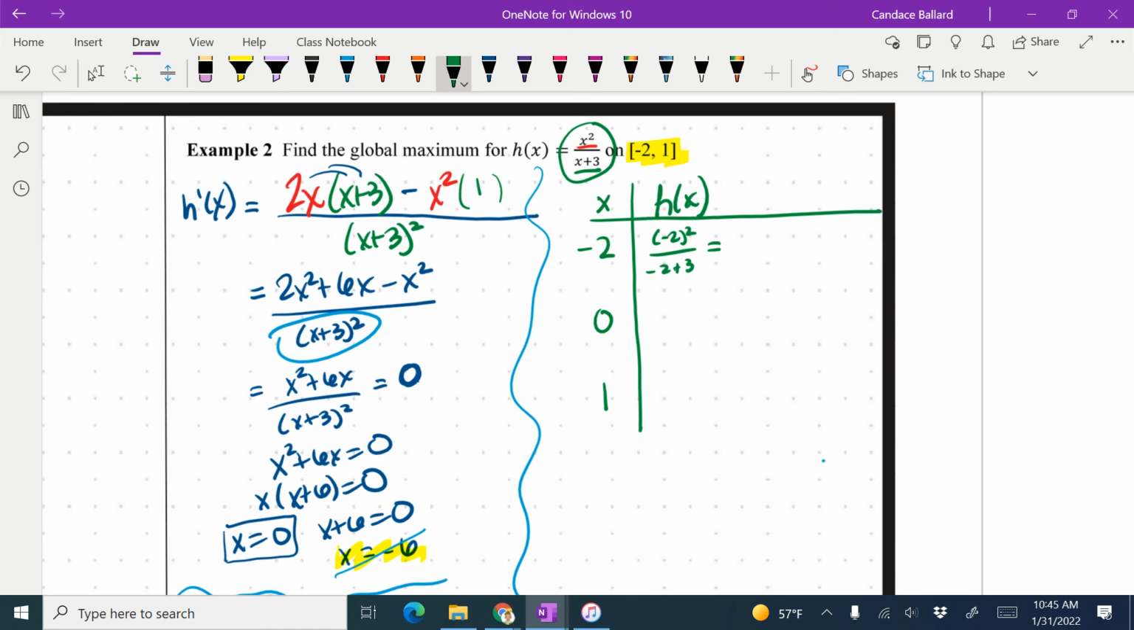All right, what's negative 2 squared? 4 over negative 2 plus 3 is 1. So my answer is 4. All right, plugging in my 0. So 0 squared over 0 plus 3. What's 0 squared? 0 over 3 is going to be 0. Good.